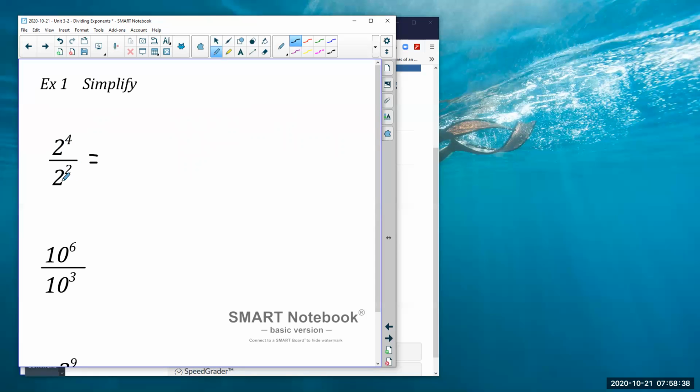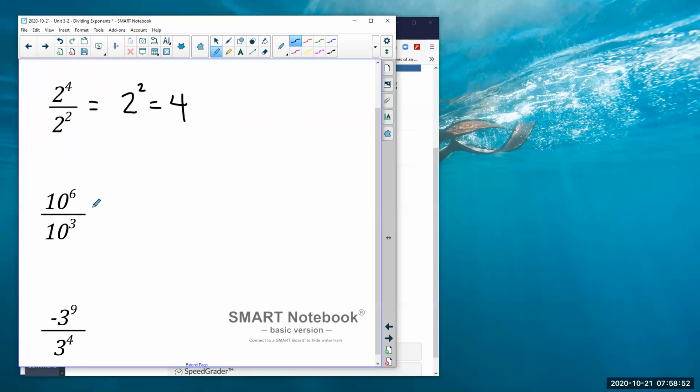These have the same base, 2, and I've got a larger exponent in the numerator, so my answer is going to be in the numerator. And then 4 minus 2 is just going to give me 2. This is going to be 2 to the second power, which is 4. Okay. This one, same thing. I've got the same base.